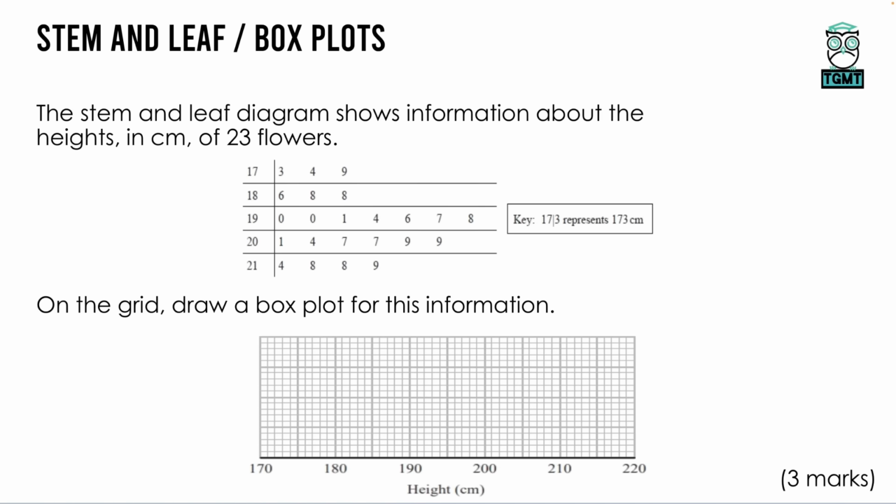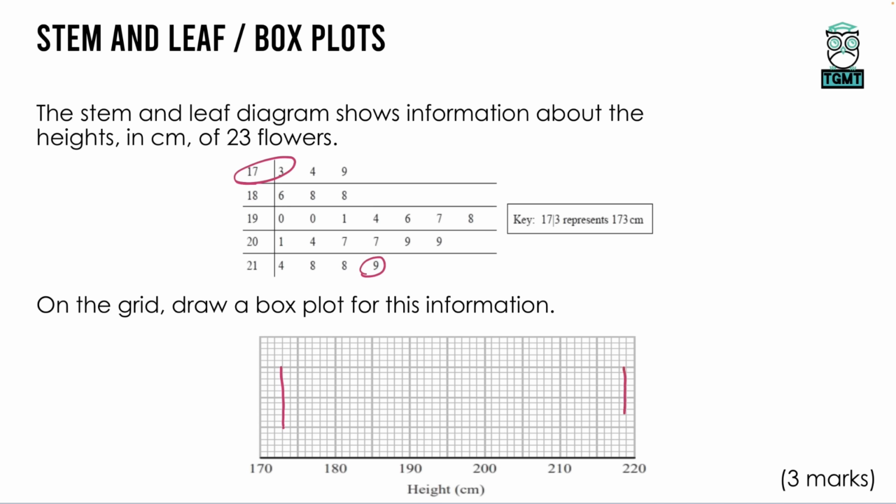Okay, so looking at a stem and leaf diagram with a box plot. Now for a box plot, it's quite nice to plot the lowest and the highest value. And we can see that in the stem and leaf. We have this number here, and also this one just here. Look at the key to make sure that you know what those numbers represent. The smallest number there representing 173. So that's just here. Check the scale on your box plot just to make sure that each square is 1. If not, obviously just be careful when you're plotting that.